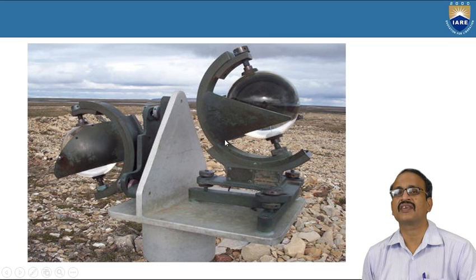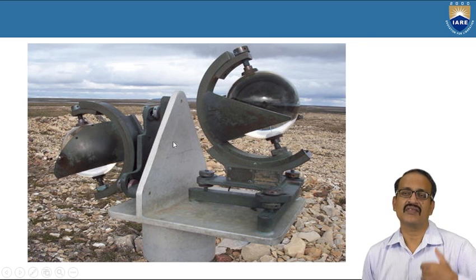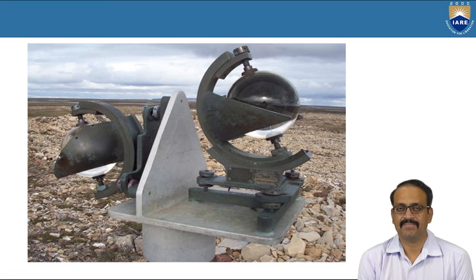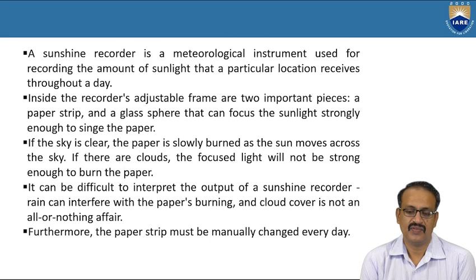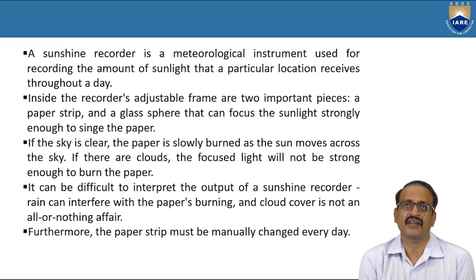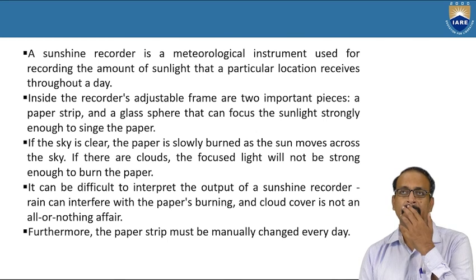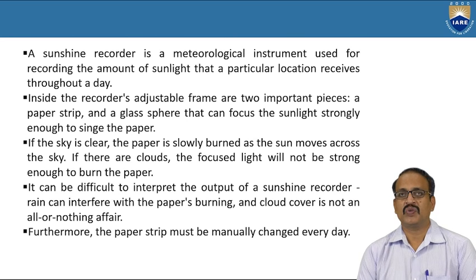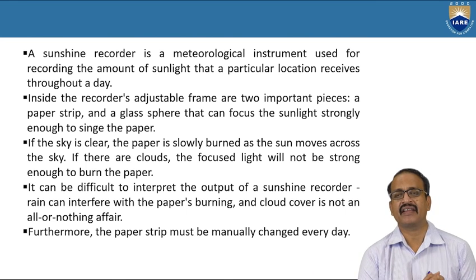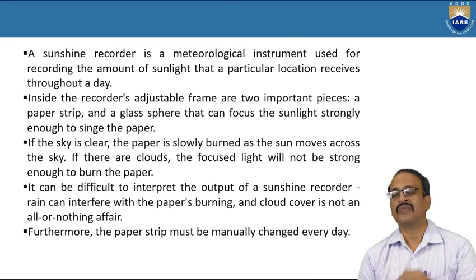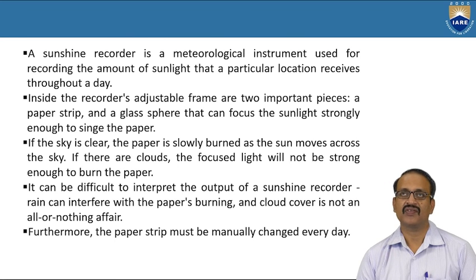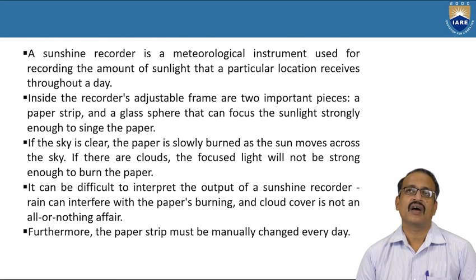So this you can see, this we are putting. This will give the number of sunshine hours in a day. It is a meteorological instrument used for recording the number of hours throughout a day. Throughout the day you will not have the sun, because of clouds and some other reasons you will not get it. So for finding that out, you are going to use the sunshine recorder.